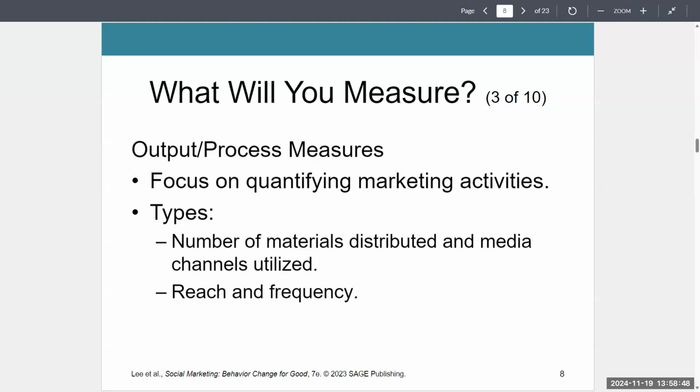So while output measures are useful, they don't always tell the whole story. Distributing 5,000 leaflets doesn't guarantee behavioral change. Outputs are necessary, but they are not sufficient. They must be paired with outcome measures to assess the true impact of your effort. And always remember, outputs are the bridge between inputs and outcomes. Okay, so you inputted something, you produced something, an output, and that output led to that outcome. Cool? Yeah? We're feeling okay?